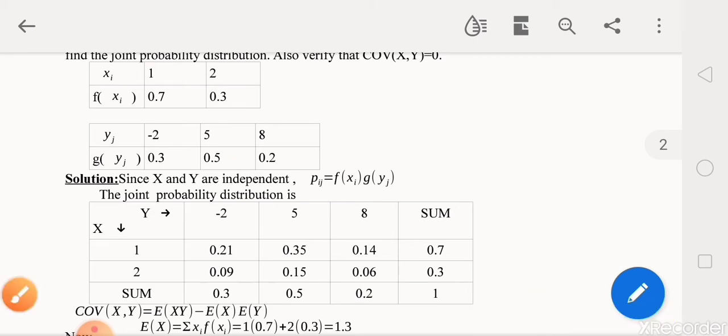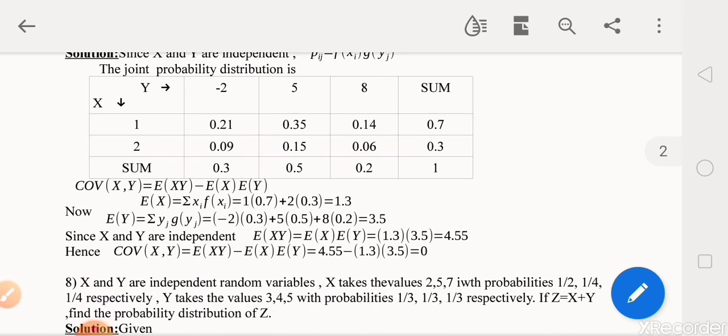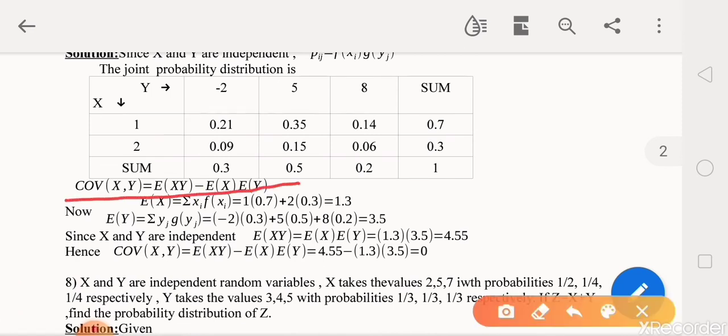Now we find sum. It is 0.7 and 0.3 in the row, and as column it is 0.3, 0.5, 0.2, and note that total sum is 1. We have to verify that covariance is 0. For that purpose, we will start with the formula of covariance. We know that covariance of xy is given by expectation of xy minus expectation of x into expectation of y.